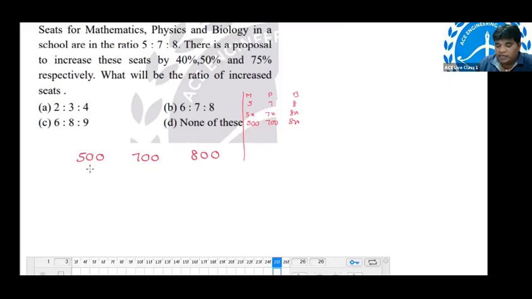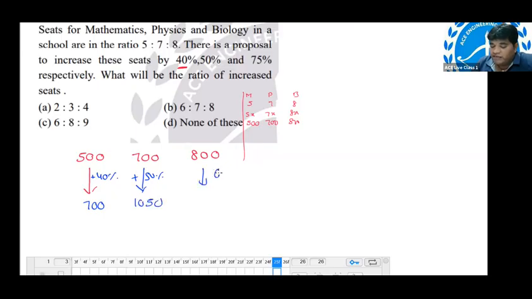So maths is increased by 40%. In 500, a 40% increase, what is the answer? It is 200, so after increasing by 40% it becomes 700. In 700, a 50% increase means 350, so the answer is 1050.